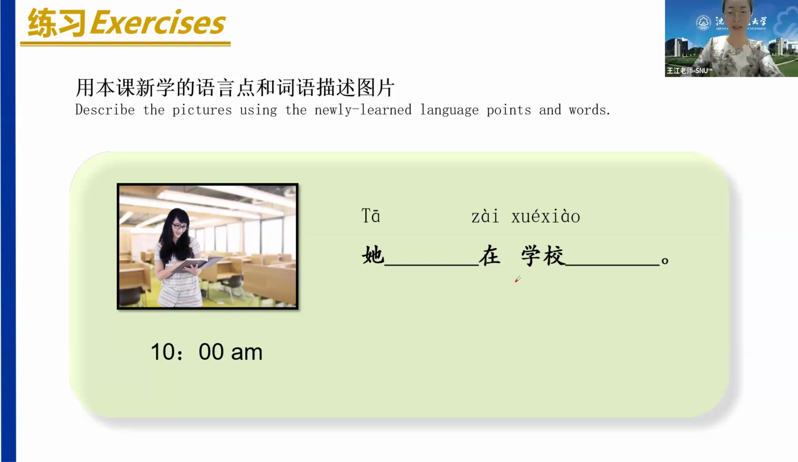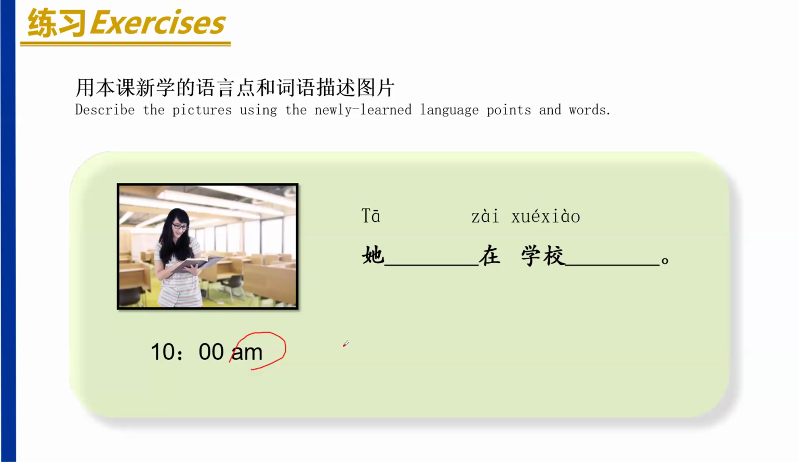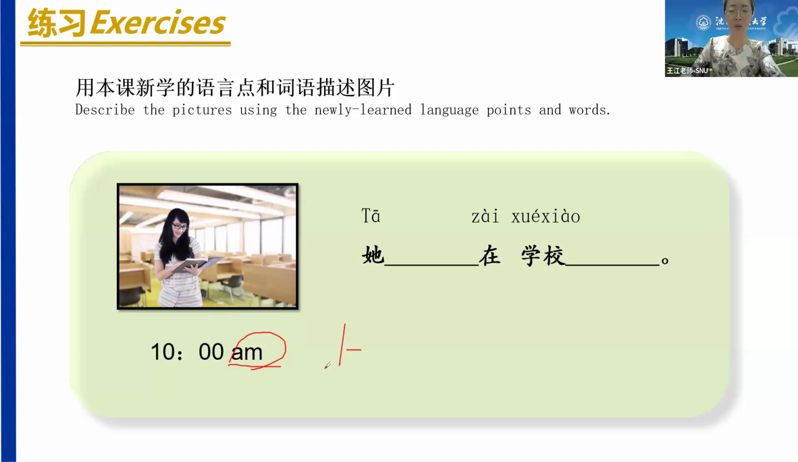Okay. 在学校看书。10点 AM. 上午 yes, 上午10点。上午 AM. Okay, you must memorize these new words which are connected with the time. 上午 morning AM. 他上午10点在学校看书, to read books.